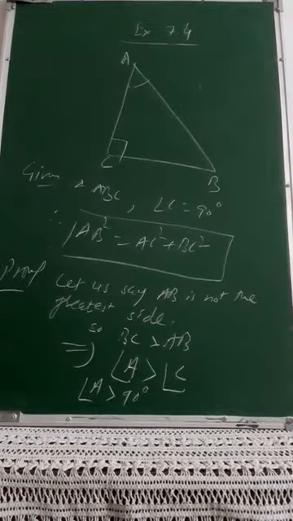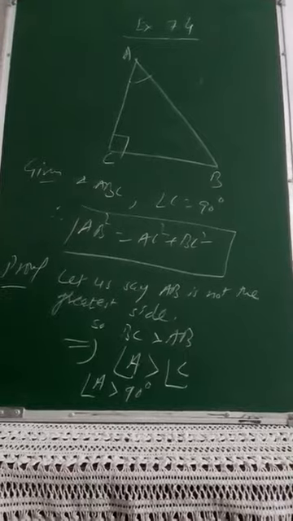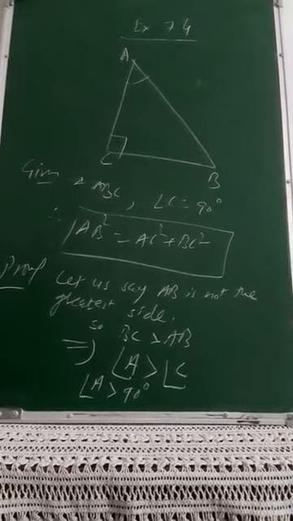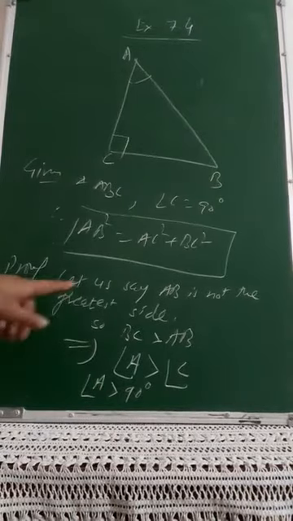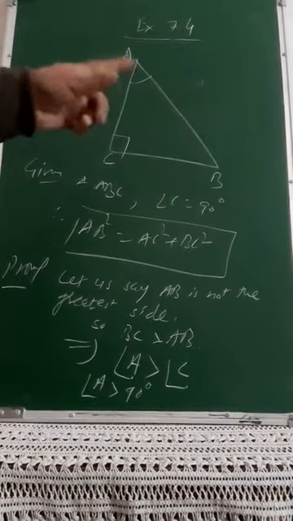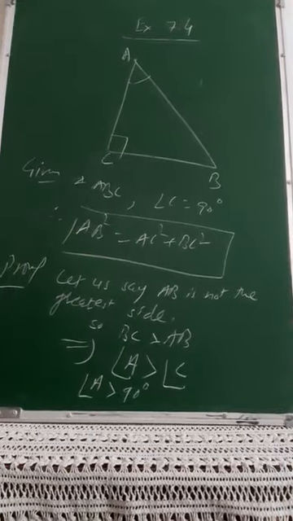So if A becomes greater than 90, the sum of the two angles will exceed the sum of a triangle's angles, that is 180 degrees. So the triangle is not possible. Hence my assumption is wrong. So only the hypotenuse can be the greatest side in a right triangle. I hope that is clear to you all.